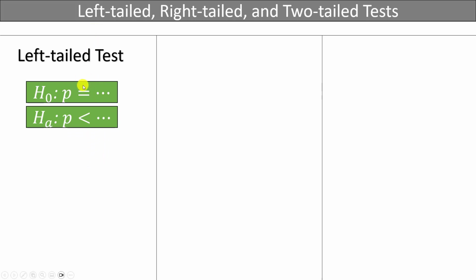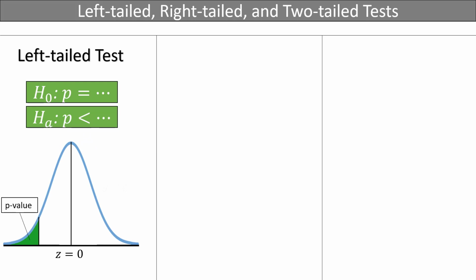If you have the left-tailed test, where you believe that the proportion is smaller than the value that has been stated in your null hypothesis, you will have the less than sign. You will end up finding a p-value in the left tail of the distribution. In this case, we will be using the z distribution.